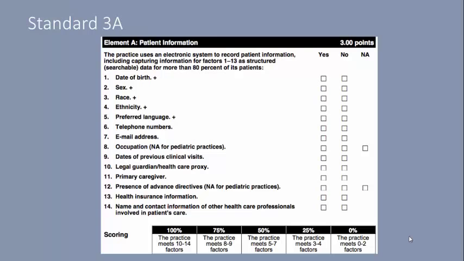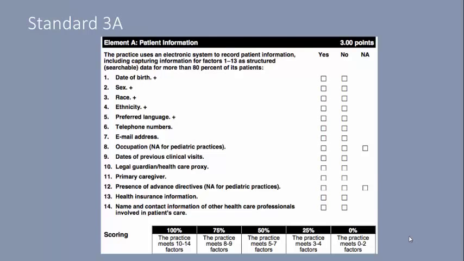Let's now look for a little while at the NCQA standards and elements for Standard 3. As I mentioned earlier, there are 5 elements. This is element A, and the first 3 elements are really all about collecting information on your patients. One important aspect of population health management is that if you don't have data on your patients, it's really hard to reach out to them for needed services or other things.